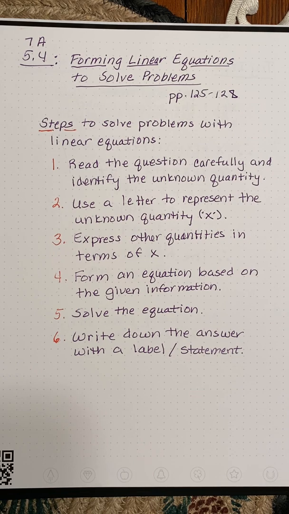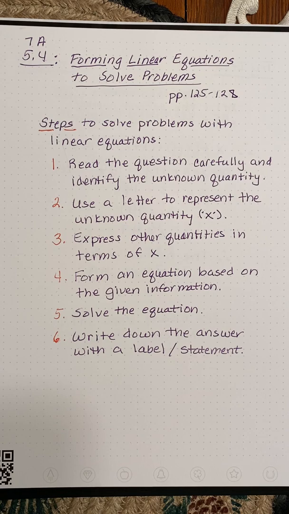Number 1, read the question carefully and identify the unknown quantity. You got to know what you're looking for. You got to know what question they're asking for you to solve. Then, once you figure that out, number 2, use a letter to represent the unknown quantity x. You can use any letter, but most often it is x. Once you know what x stands for, number 3, you can express all other quantities that you are given in the problem in terms of x.